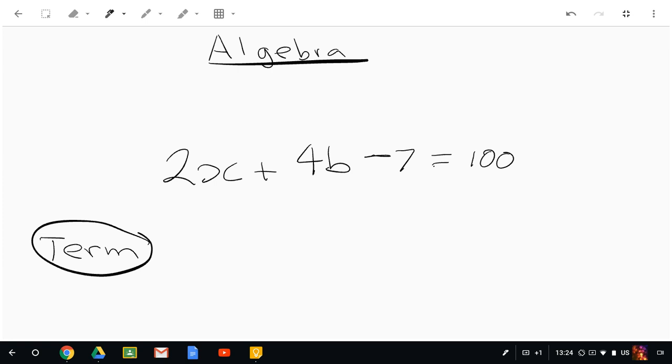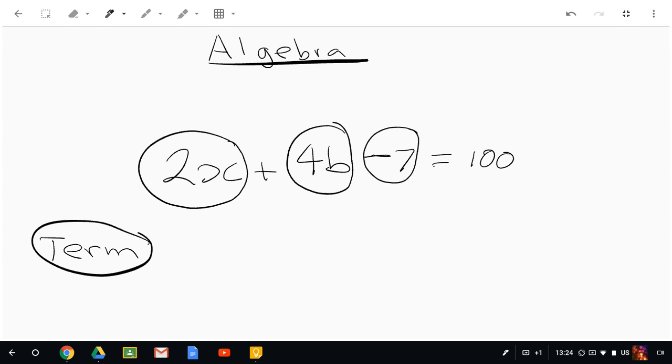I'm talking about the things that are spaced out by plus and minus signs. If they're spaced out by pluses, they're obviously pluses. If they're spaced out by minus, they're obviously minus signs. So these are all what we call terms of an algebraic equation.